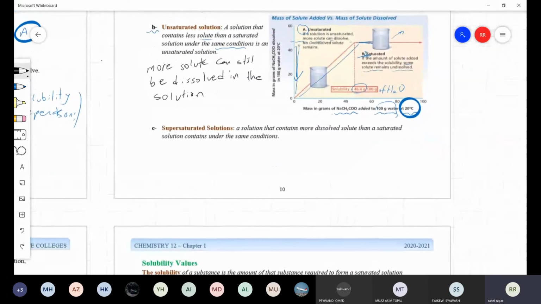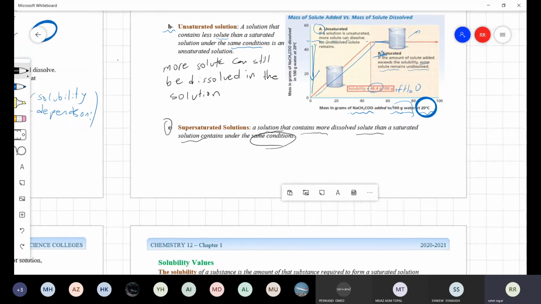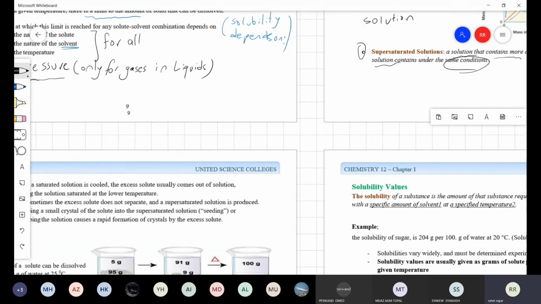So the next thing is supersaturated solution. What does it mean? A solution that contains more dissolved solute than a saturated solution contains under the same condition. Then how can we do this? We said when it reaches the maximum amount, it's saturated. How can we dissolve more than the maximum? We have to trick it. We have to do something so that we can dissolve more than it can at that temperature or at that condition.